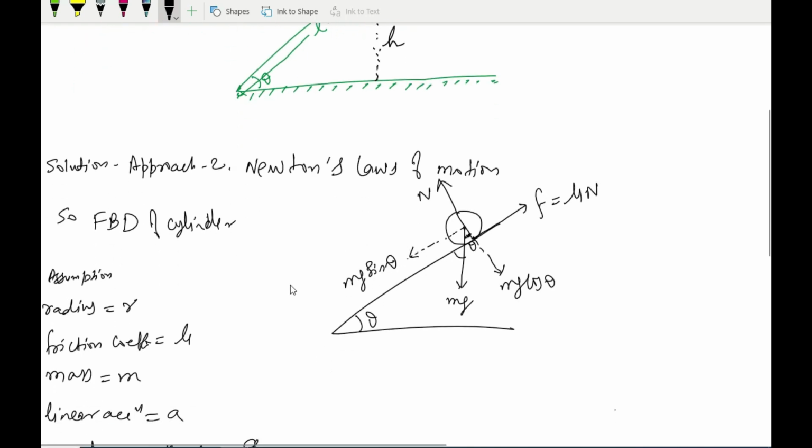So I'll assume this direction as plus. So it will become mg sin theta minus F, which is nothing but mu N, right? And N is nothing but mg cos theta. N works upward, normal to the plane, mg cos theta is opposite to the normal, right? So N is equal to mg cos theta. Just put the value of N here, it will become mu times mg cos theta. So this is your frictional force.